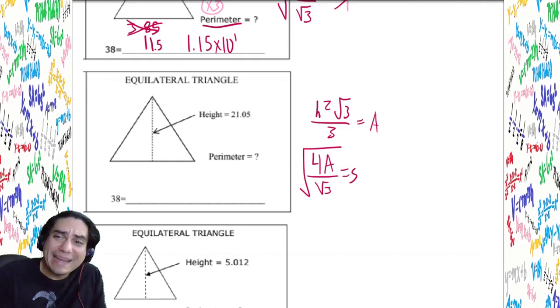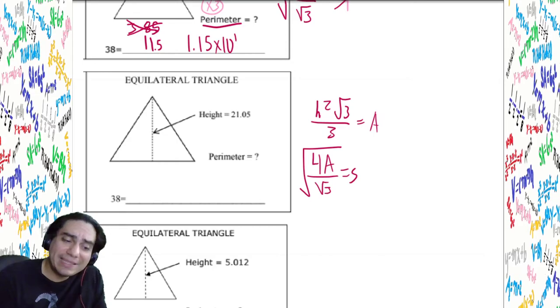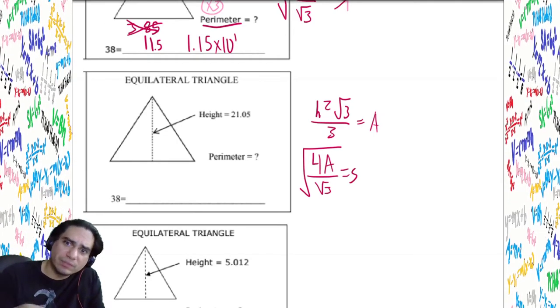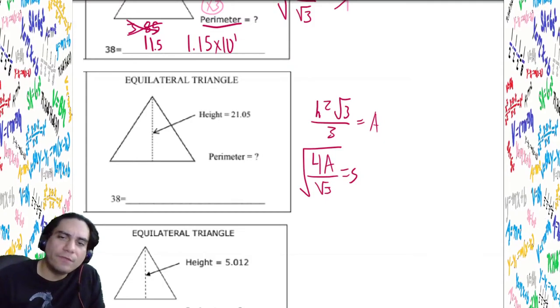But you want to reach that next level? You really want to get to that next level? Well, you got to apply all the formulas as best you can, okay? So I got 256 for my area.